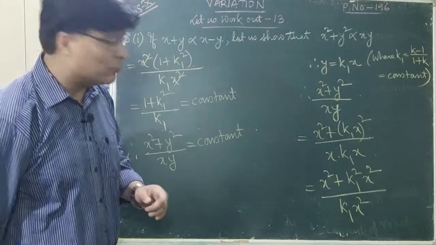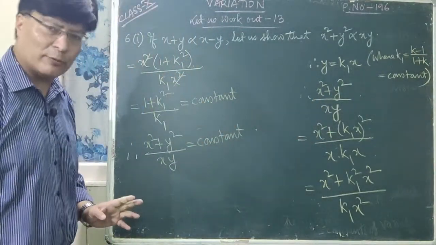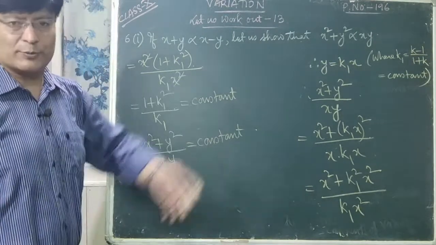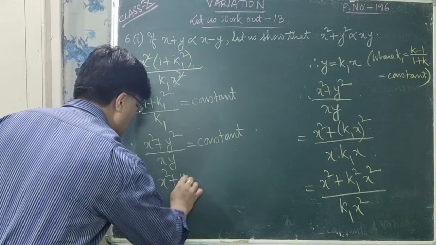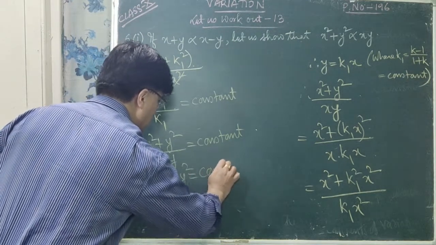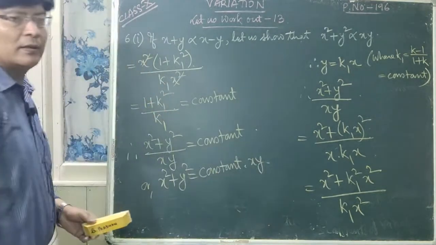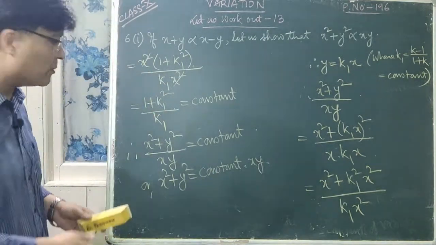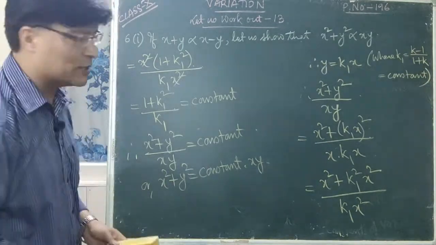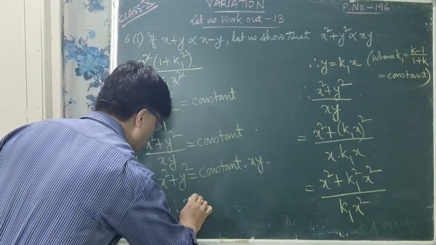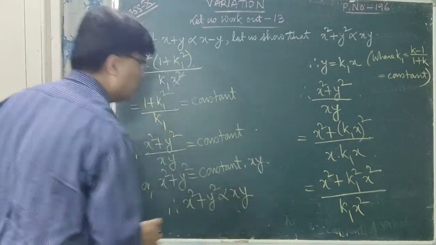भर्खरै हामीले के प्रुभ गर्यौं? x square plus y square divided by xy is equal to constant भनेर हामीले प्रुभ गर्यौं. अब हामी के गर्छौं? क्रस मल्टिप्लिकेसन गर्छौं. So or x square plus y square is equal to constant into xy. अब नेक्स्ट स्टेपमा हामी के गर्नुपर्छ भन्दाखेरि यो इज इक्वल टु कन्स्टेन्टलाई हामी केमा चेन्ज गर्छौं? प्रोपोर्सनल साइनमा चेन्ज गर्छौं. देयरफोर x square plus y square proportional to xy.